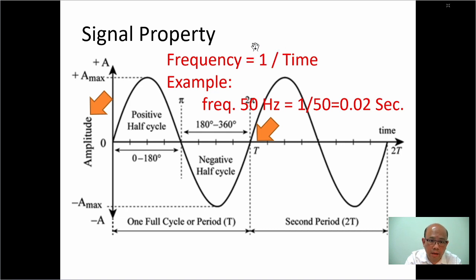You can convert using this equation. Here, the time is about 0.02 seconds, which represents 50 Hz.